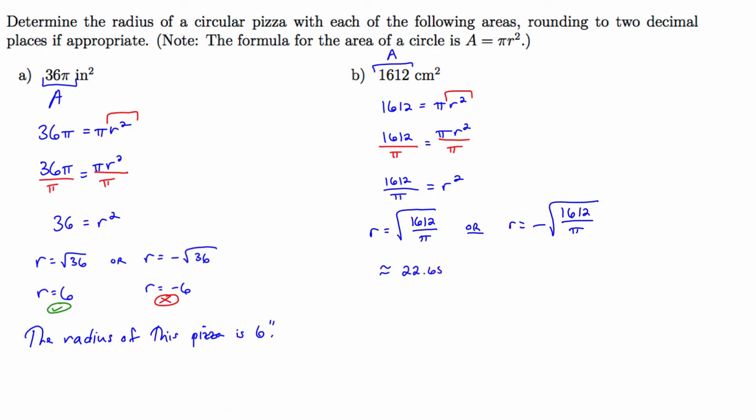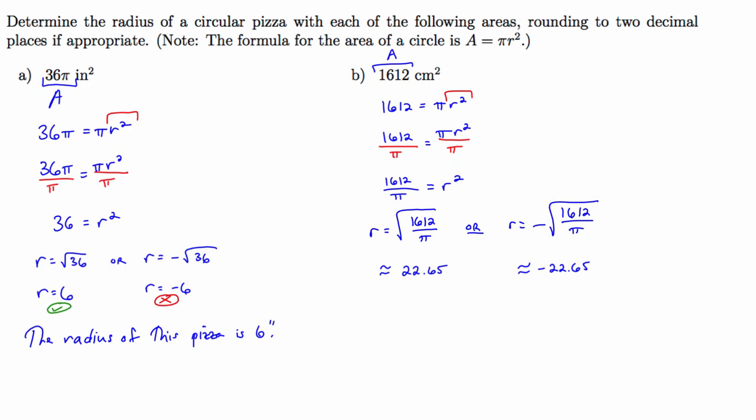22.65. Over on the other possibility, where r equals the negative square root of 1612 over pi, the square root of 1612 over pi will still come out to be about 22.65. The only difference is that it will be a negative, but it will still be an approximation, so I'll still use the approximately equal to symbol.